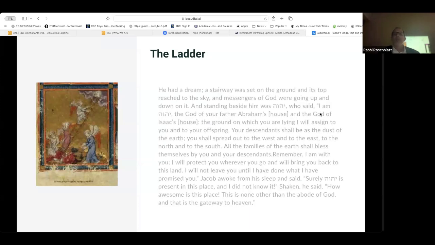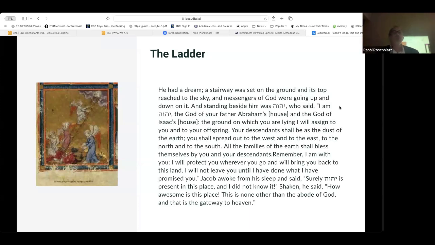Okay, so the next thing I want us to do is go through the English so that we get a full perspective of what is said in this whole area, because elements of all of these points, the post-dream reaction, are all going to factor into how we interpret this idea of the sulam, the ladder or staircase of Yaakov. He had a dream. A stairway was set on the ground, and its top reached to the sky. And messengers of God, angels of God, were going up and down it.